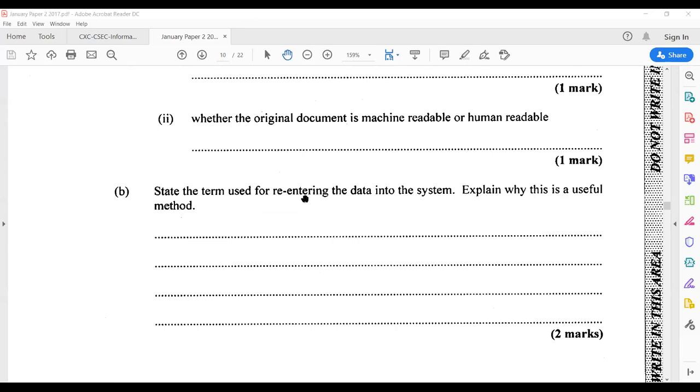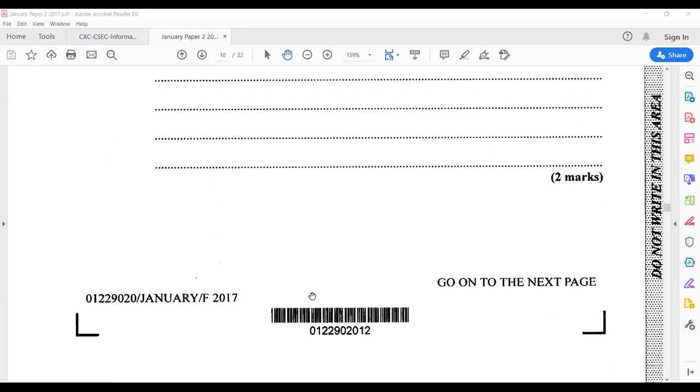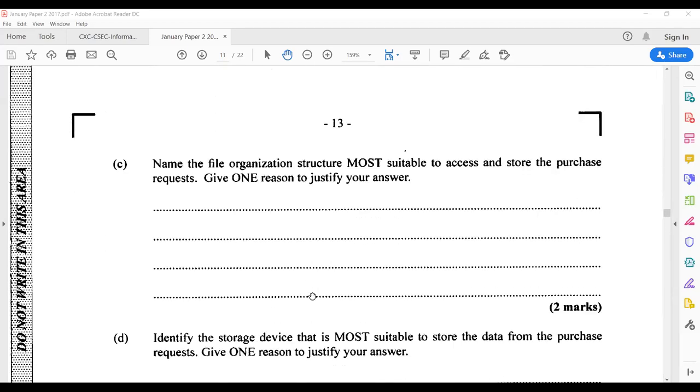Now we know it's a verification method, but what is the name of the verification method? What is the term used in this method? So is it double entry? Yes, double entry or double data entry is the method, okay? So that's the answer for B.